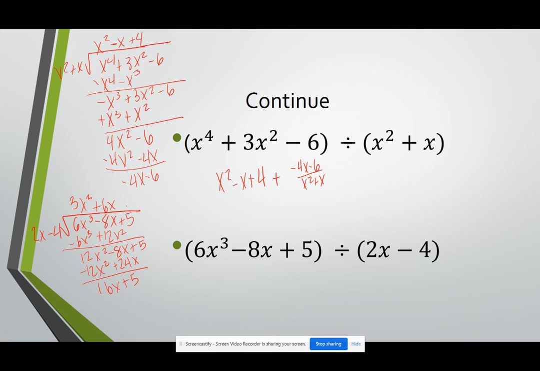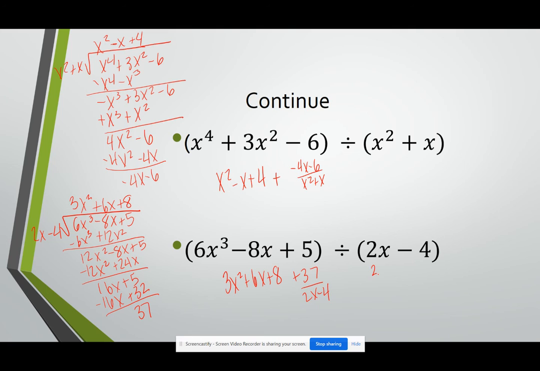To get to 16x, we add 8. So we have to do 8 times 2, which is 16x. 8 times negative 4 is negative 32, so we're adding 32. So our remainder will be 37. So our answer will be 3x squared plus 6x plus 8 plus 37 over 2x minus 4.